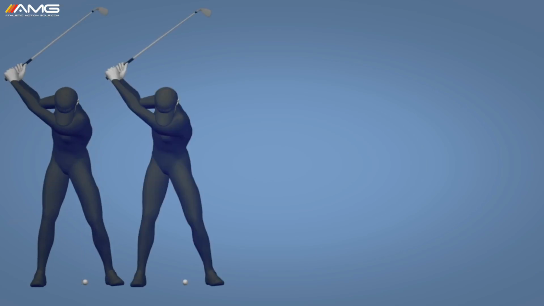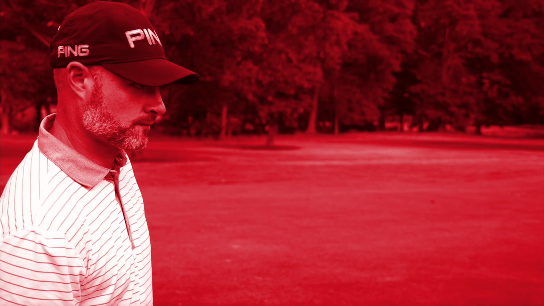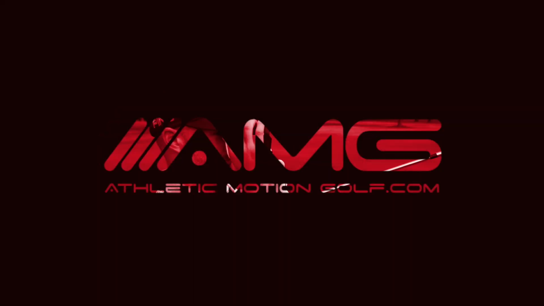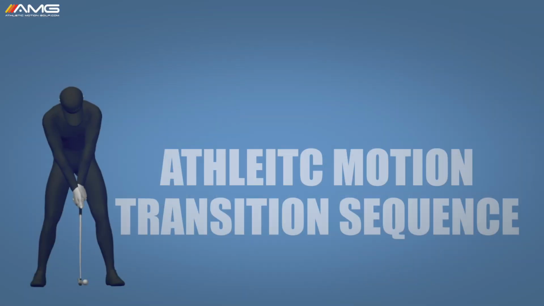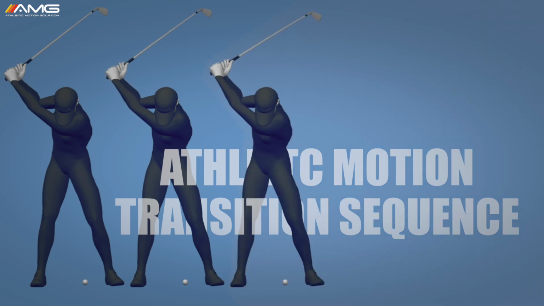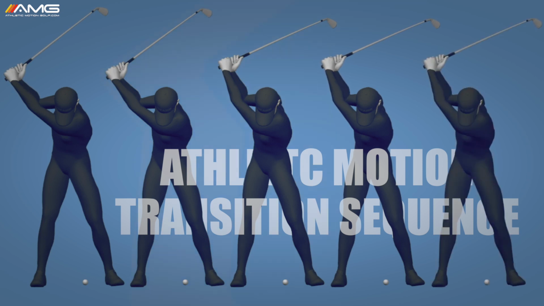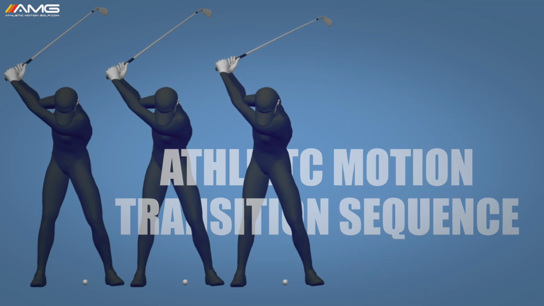Today's video, we're going to take a look at what starts the downswing and maybe look at that question from a little different perspective. What you're looking at here is a transition sequence, and we call it the athletic motion transition sequence, not because of our name, but because of all the sports that we've looked at. And we've studied a lot of different sports.